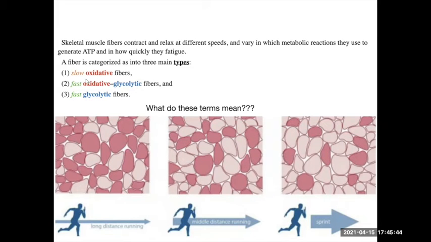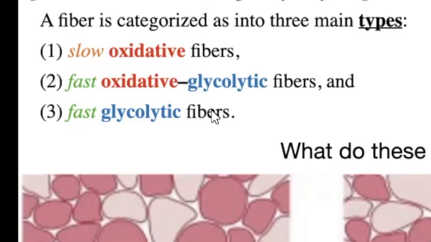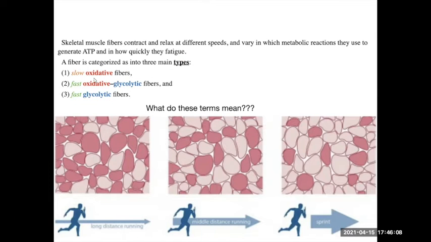You have what's called slow oxidative fibers. You have fast oxidative and glycolytic fibers, and then fast glycolytic. So you have slow oxidative and fast glycolytic, which are the extremes over here, and an intermediate one over here. So we're going to look at what these terms mean, and really what we're going to go over first is this concept of oxidative and glycolytic, as well as the meanings of slow and fast and how they relate to ATP. So we're going to talk about ATP first.